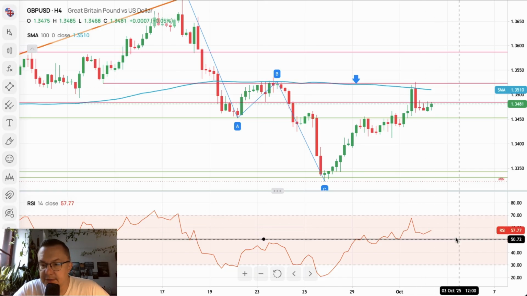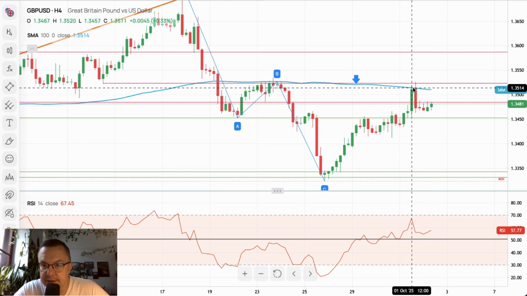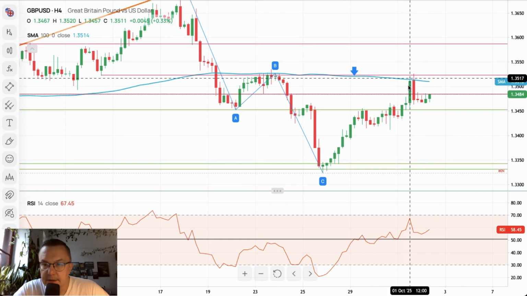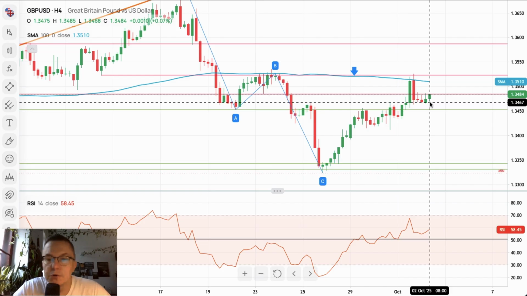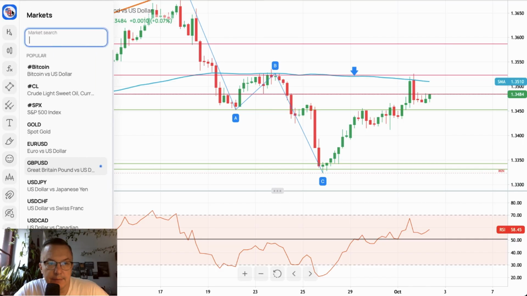Momentum is positive, not that strong, 57 points. Rapid reversal after hitting the 100 periods moving average and 1.3522 technical resistance. So it might need a little bit of room here, both for the momentum and for the price. Let's wait and see what will happen.